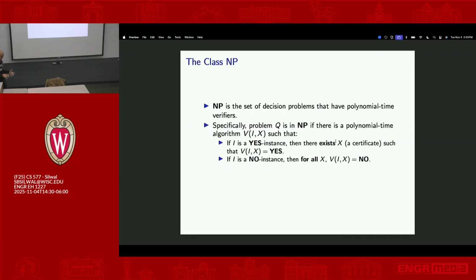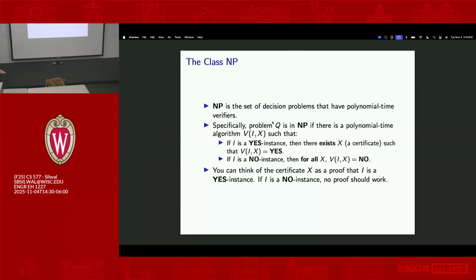So P is a class of problems which are easy to solve, there's a polynomial time algorithm. And NP is a class of problems where I can verify the solution. Okay. So essentially, we'll see an example, but the hint X will be like, oh, here's a potential solution, and then V will just check if the solution is correct. Okay.